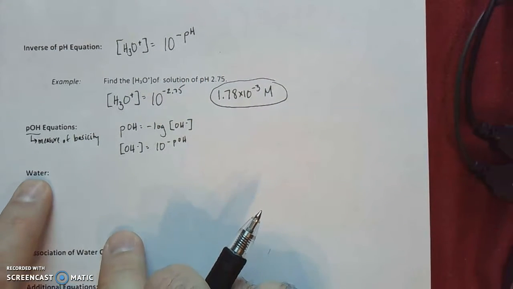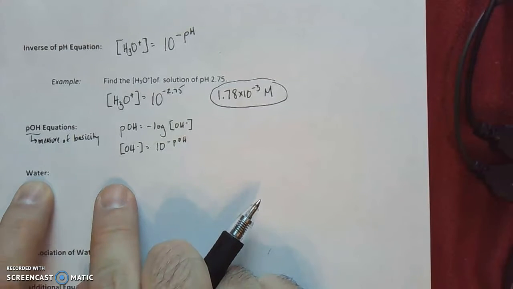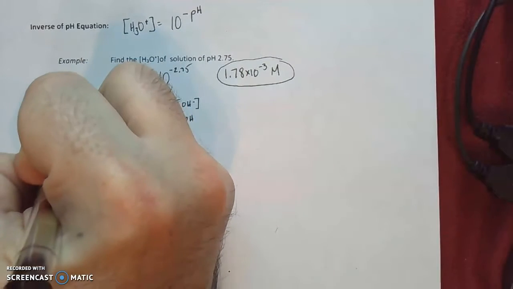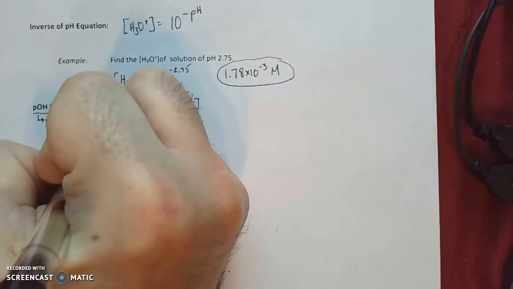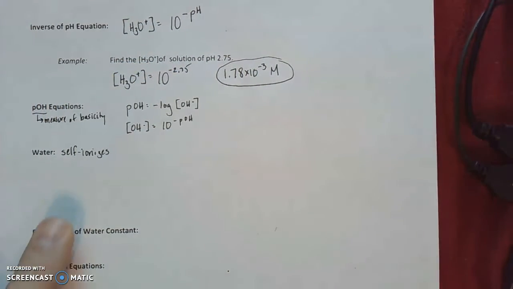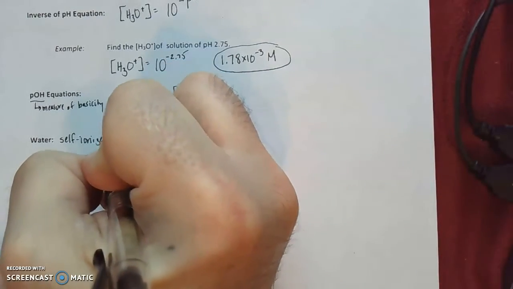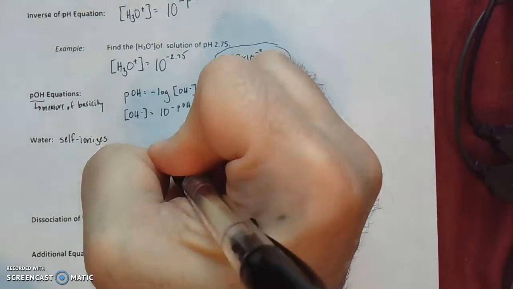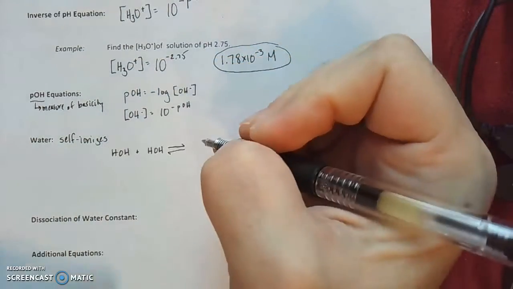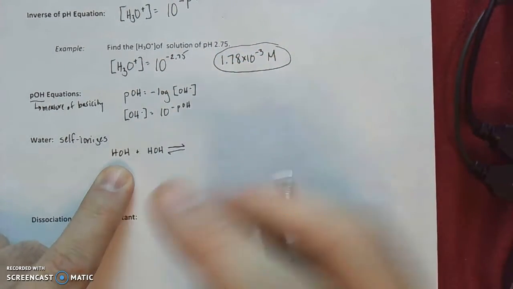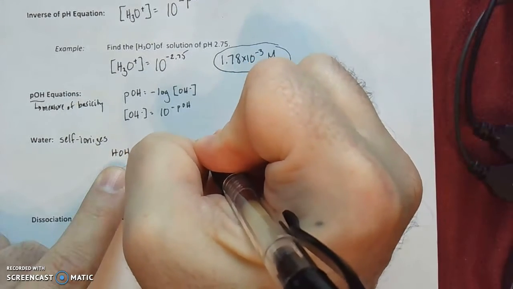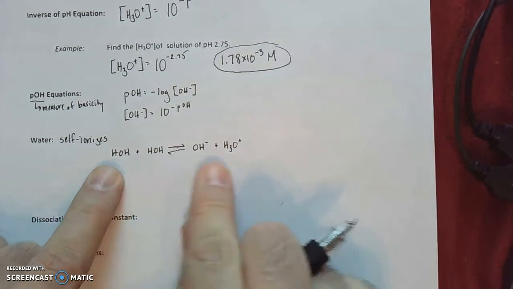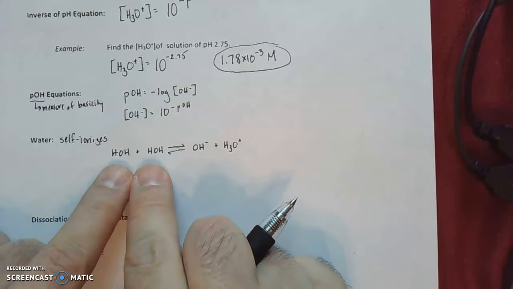So if you remember, we talked about water having a pH of 7. Well, water is fairly unique because it self-ionizes, which means that if we put water in a container, and we just have a container of pure water, it is going to ionize, and we end up getting OH minus and H3O plus. But it is very, very small quantities that break apart.